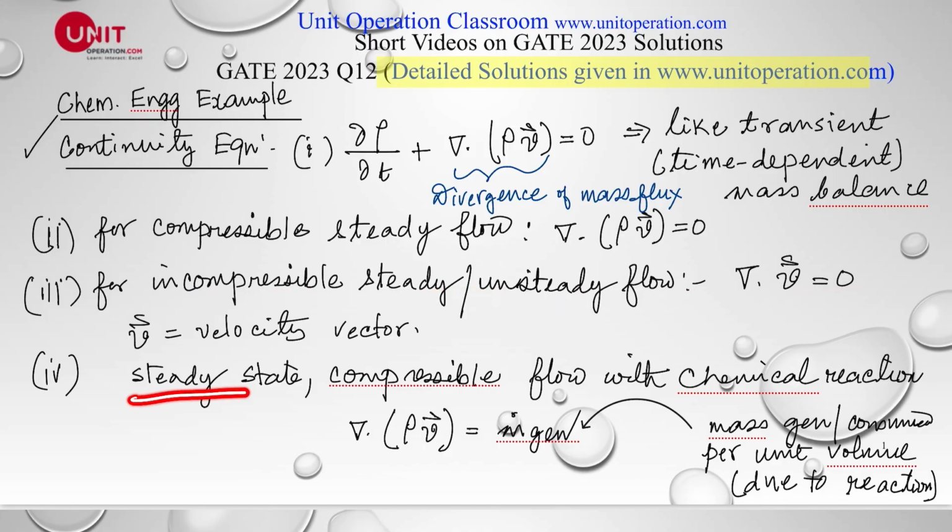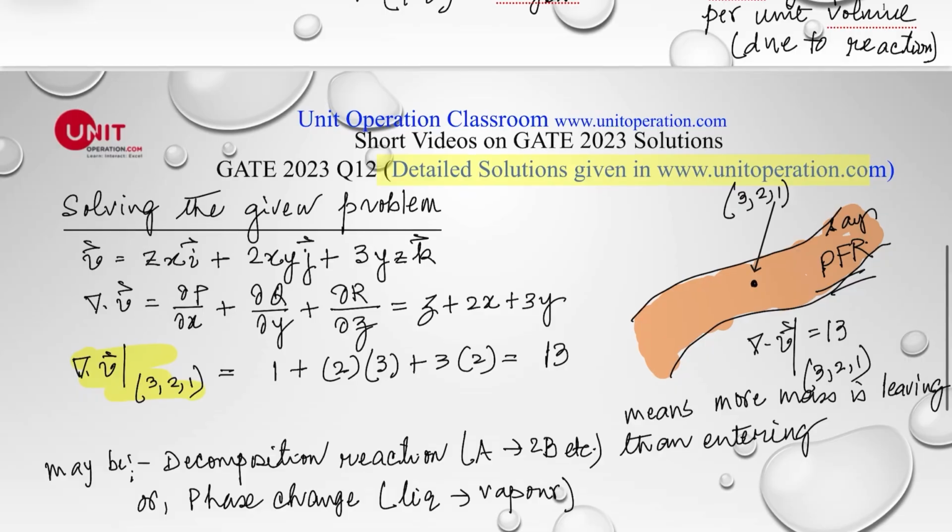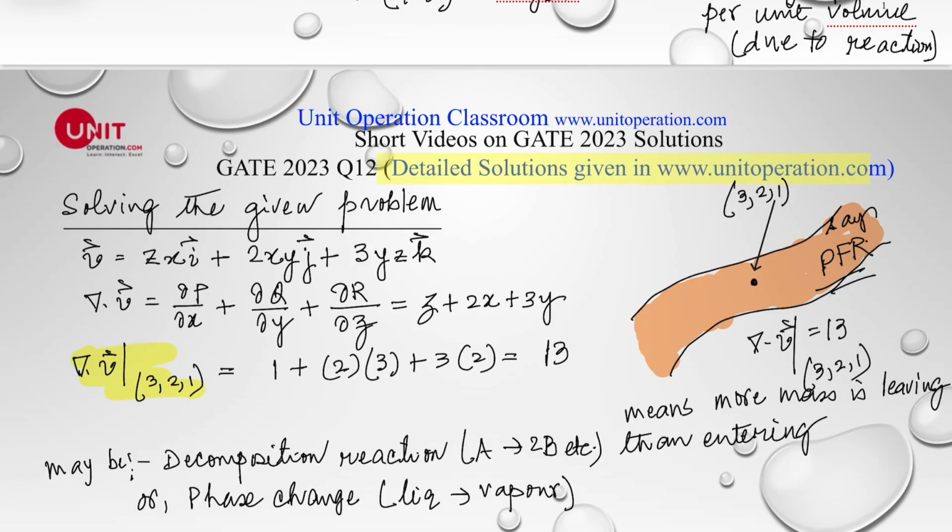And if, let's say, there is a steady state compressible flow, it may be some kind of a chemical reaction, then of course this divergence would be equal to, let's say, a mass generated, maybe per unit volume, maybe due to reaction. So with that very brief insight, let's try to solve the problem.